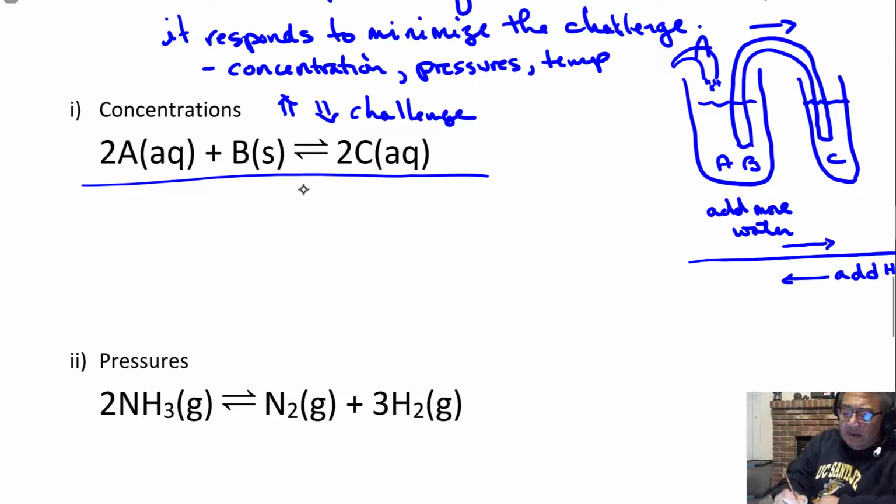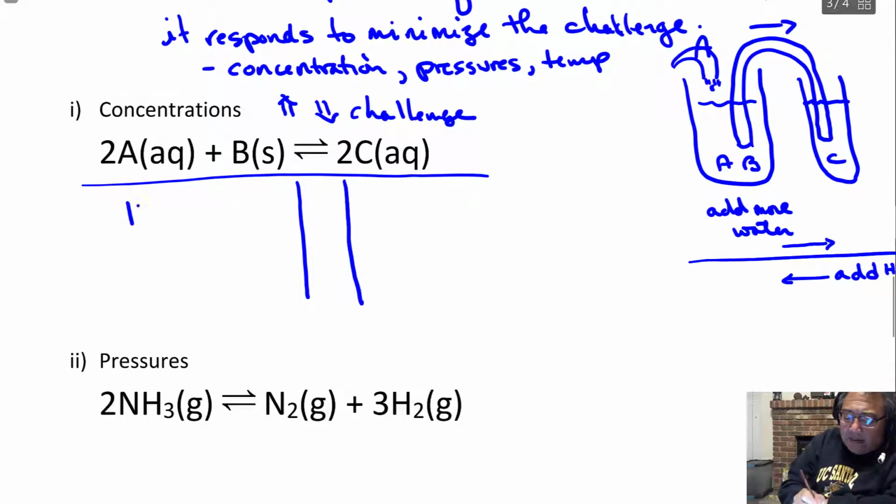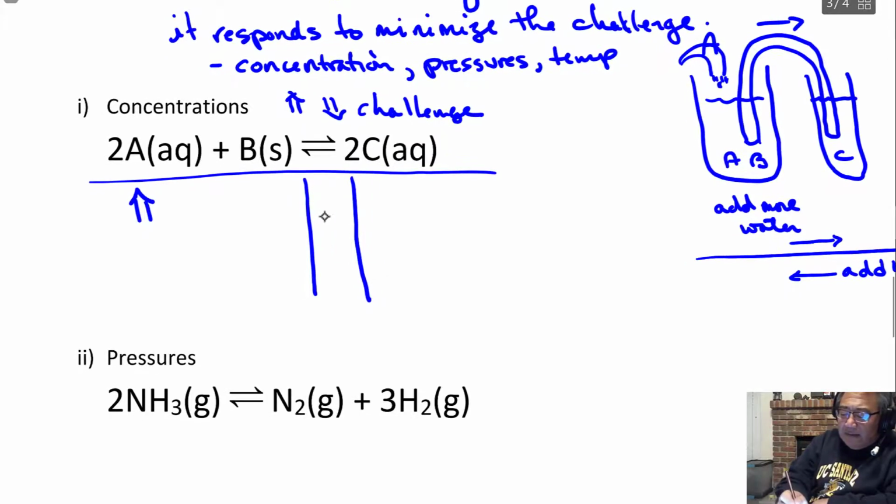So I'm going to go like this, and then we're going to try to predict what's going on. And I always draw a column underneath here, and I'm going to say I'm going to add more A. That's my challenge. And then you would have thought, well, it's going to go to the right, like that. So as a result, what's going to happen is C is going to increase.